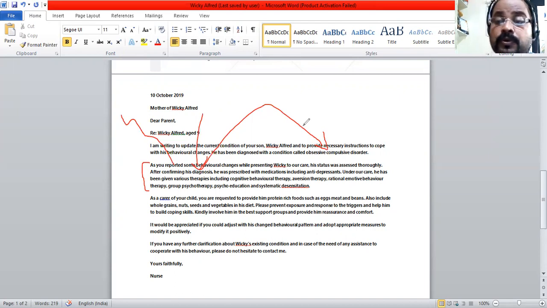So she presented Wicky to our care, who has some behavioral problems. We assessed and confirmed his diagnosis, and this is the updation. We are updating you. The condition is obsessive compulsive disorder. And he was prescribed medications, including antidepressants. Why have I not written selective serotonin reuptake inhibitors? Because as a sales representative or marketing executive, she won't be able to understand this pharmacological name. But she might understand what antidepressants are. So we can say antidepressants there, including other medications that are also given. Antidepressants is one of the medications that we have given.